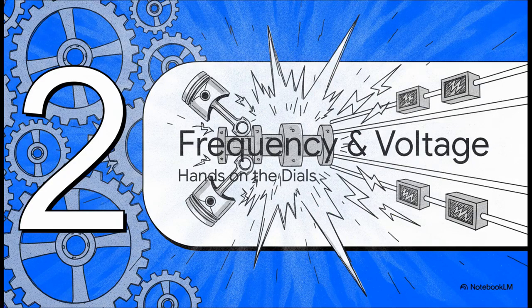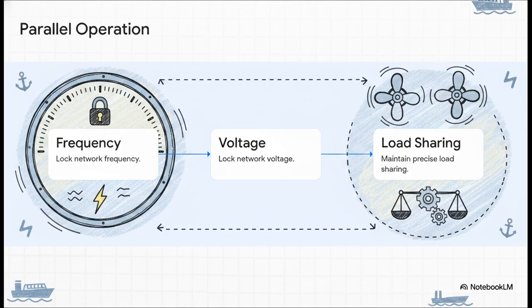Moving on to Section 2, frequency and voltage control. The hands on the dials. Because here's the thing, running generators in parallel introduces a massive complication. It is exactly like bolting multiple engines to a single shaft. If they aren't perfectly synced up, they will absolutely destroy each other.